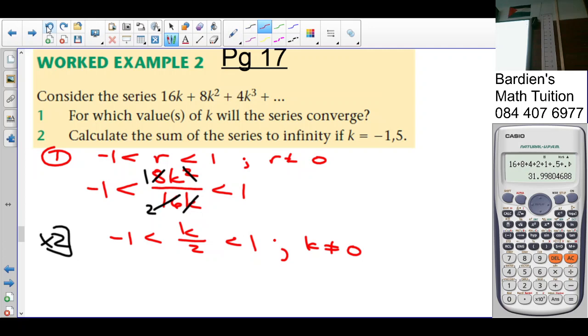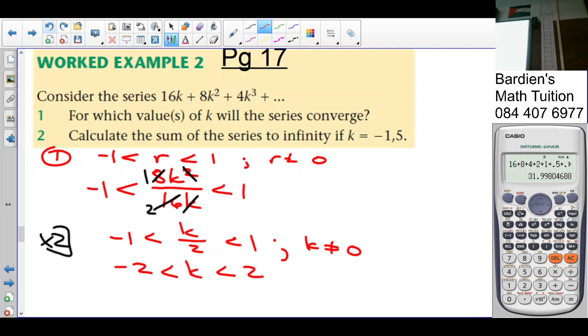Which is now going to give us -1 times 2 is -2, k, 2. So in other words, sorry, k has to be greater than -2 but less than 2. You guys understand? Something like this is worth 2 marks. It comes in often. Okay?